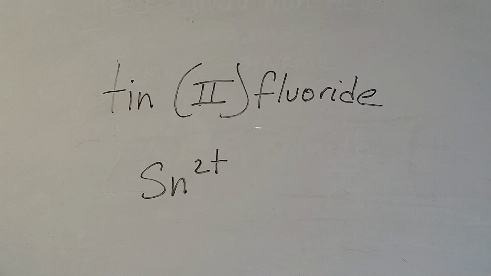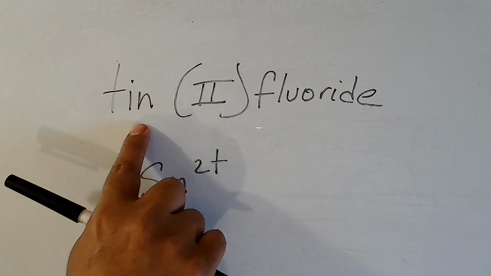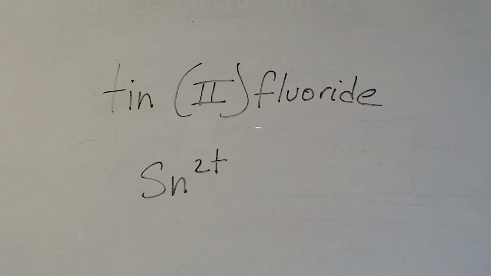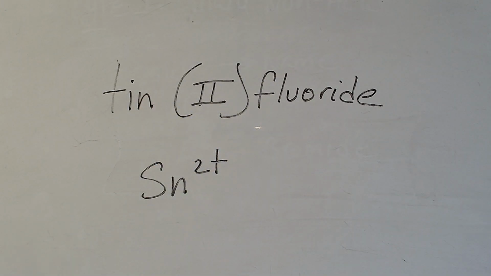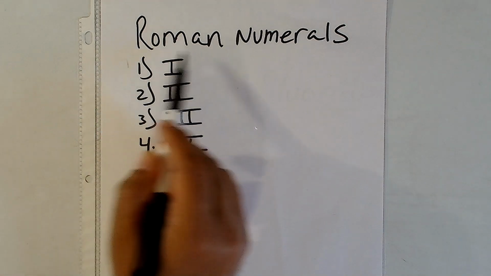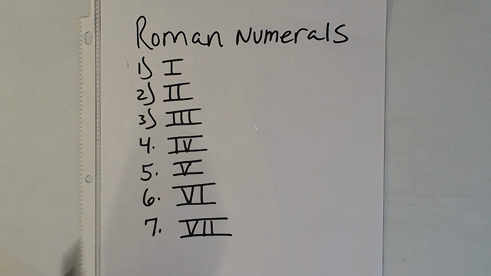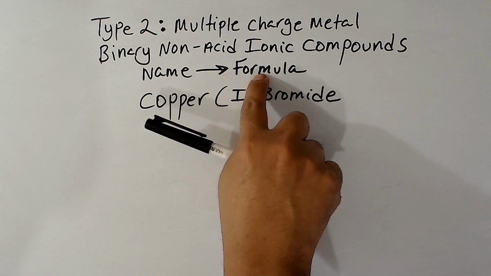Because many type 2 metals can have more than one possible charge, a Roman numeral is placed in parentheses after the metal name to indicate the charge of the metal cation, just like you see in this example. So this charge is being represented with parentheses and then a Roman numeral inside of it. And by the way, these are some important Roman numerals to remember, going all the way from 1 to 7. Let us now work this example going from the chemical name to the chemical formula.